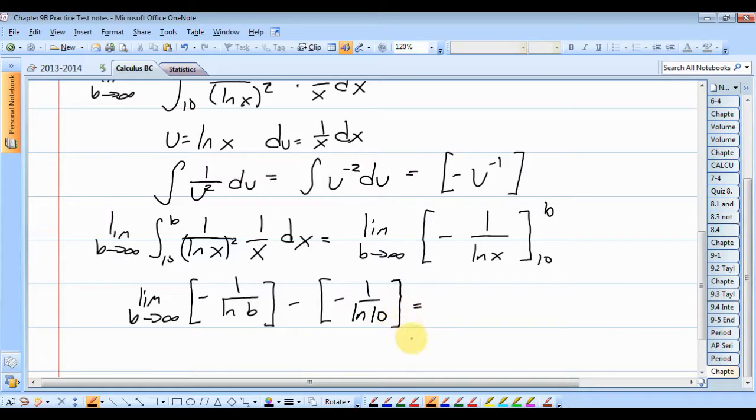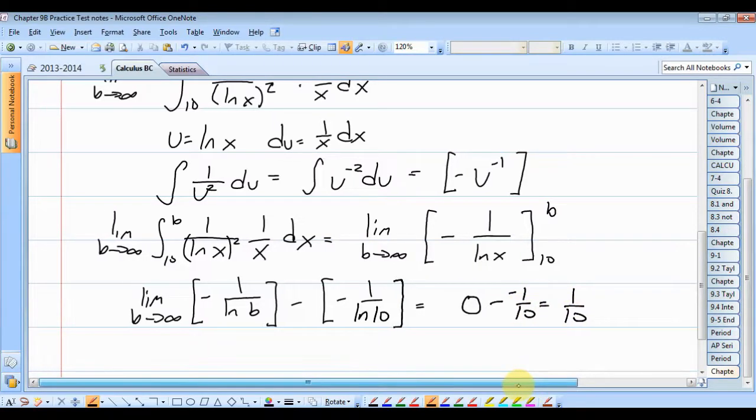Okay, what happens when b goes to infinity? What happens to natural log of b? Well, natural log of b goes to infinity. What does 1 over a number that approaches infinity approach? Okay, so this is 0. I like that. 0 minus negative 1 over natural log of 10, which is equal to 1 over natural log of 10.